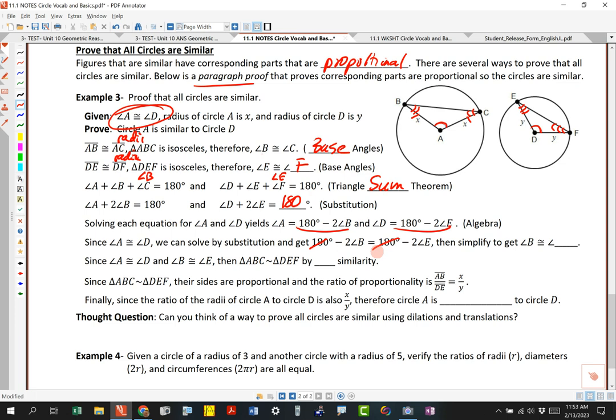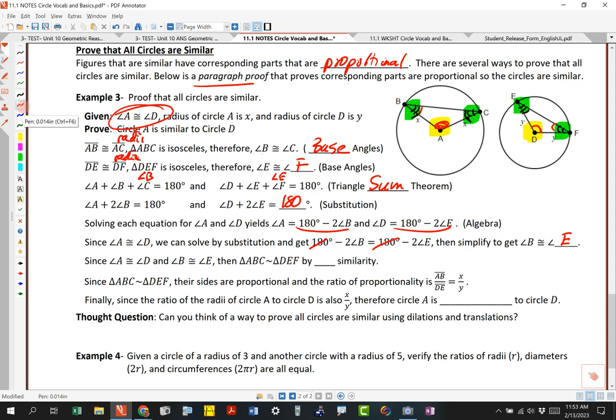You can divide both sides by -2, and what do you end up with? Angle B is congruent to E. So I'm going to come back here, and I'm going to mark this. I'm going to put 3 arcs in each one of those. So this triangle right here, that angle is the same as that angle, and these angles are the same as those angles.